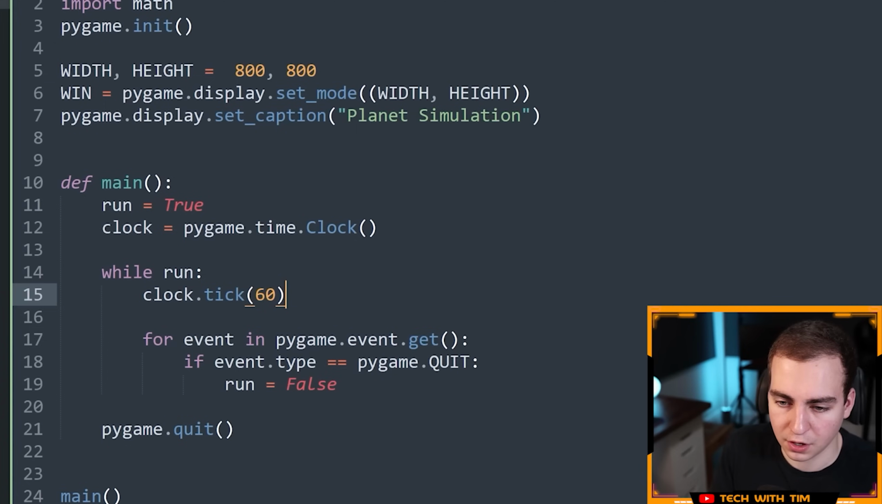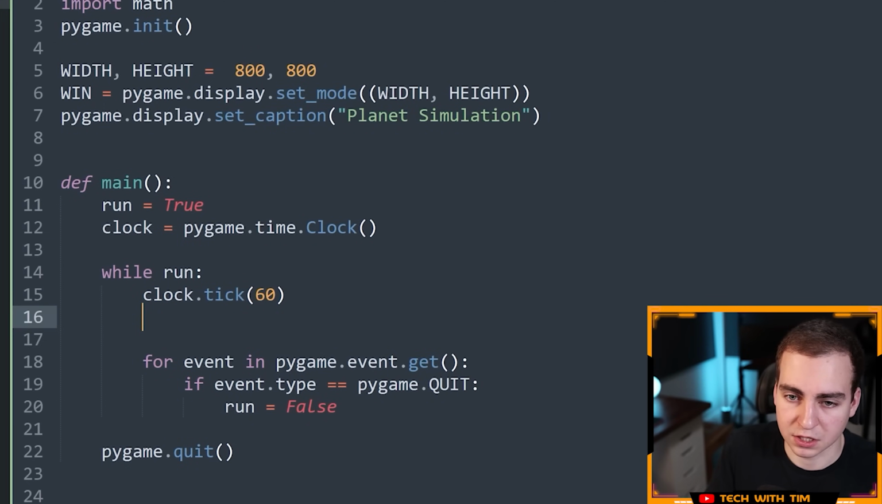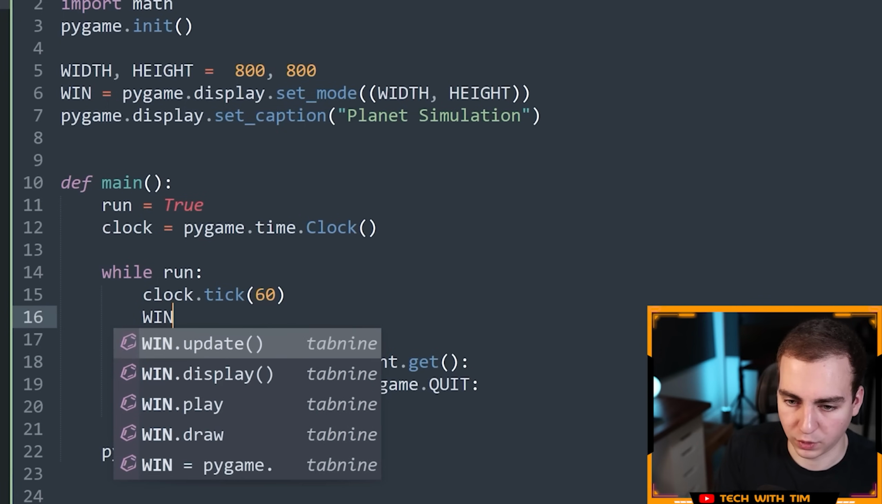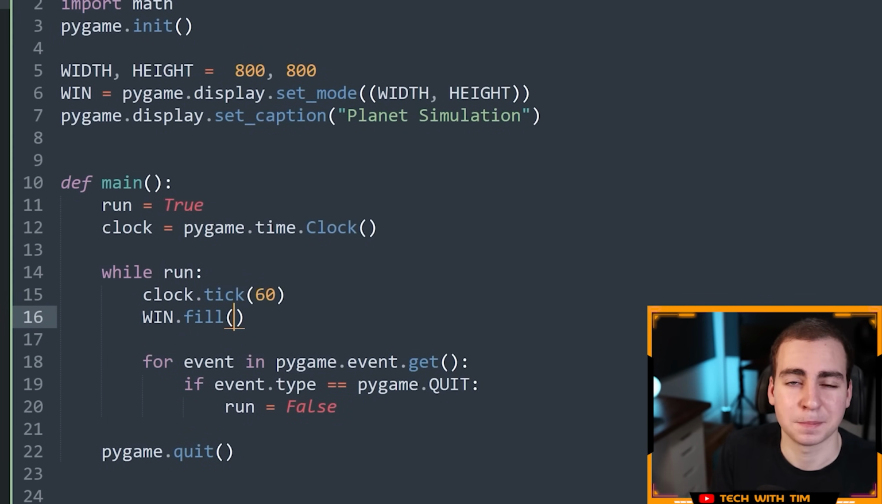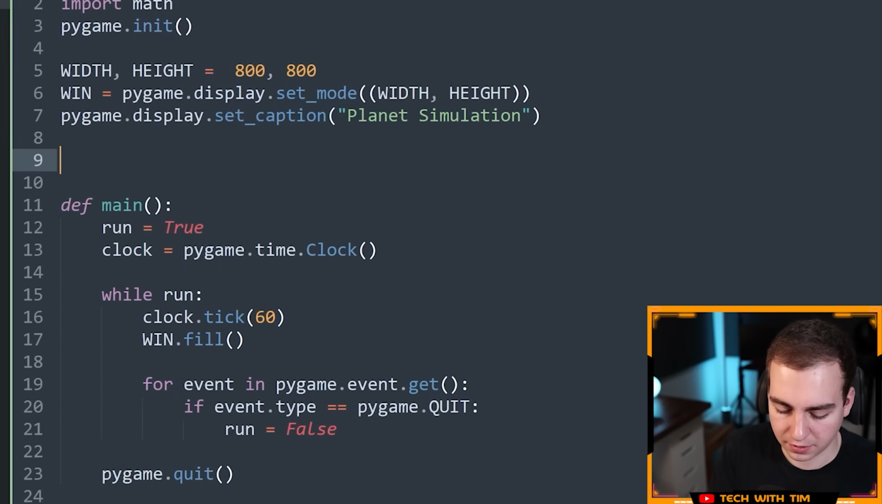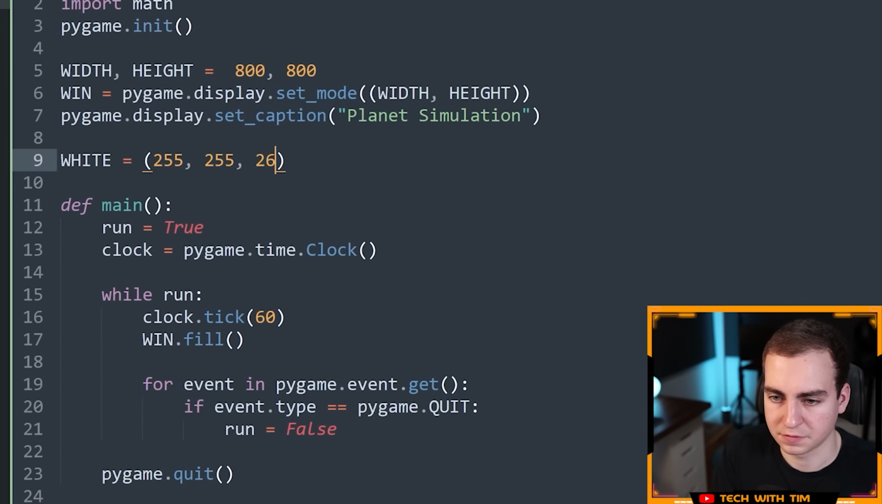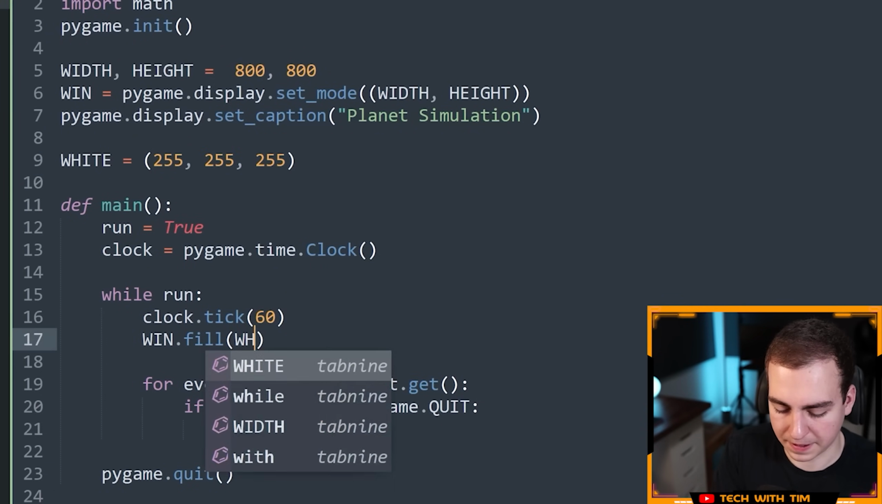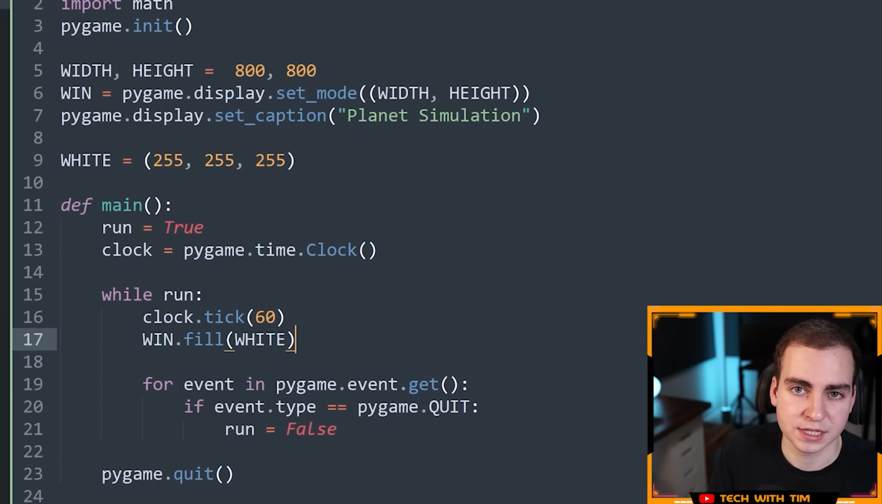Okay, so now we have our clock. And as I was saying, we want to draw something on the screen. So to draw something, I'm going to use my window right here, and I'm going to say win.fill. Then I need to pass an RGB color, which is the color that I want to fill the entire window with on the screen. So I'm just going to define a color. Let's just go with white for now, and white will be equal to (255, 255, 255). Okay, so that's our RGB value for white. And then I'm going to pass white inside of here, and we should see in a second that the screen actually updates, and it's going to have a white background rather than a black one.